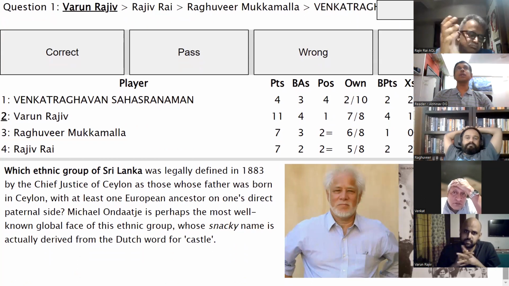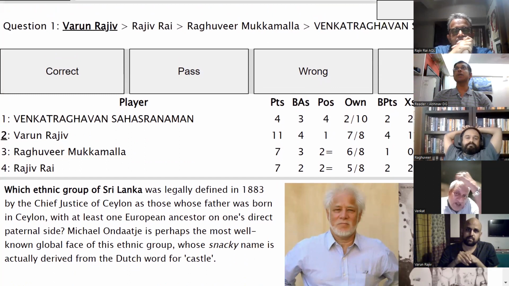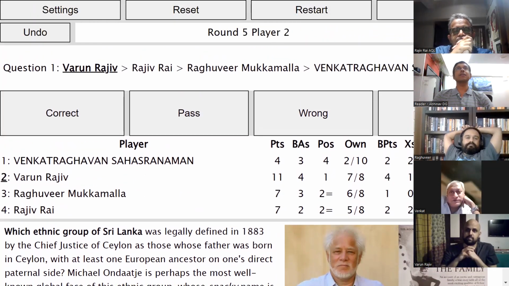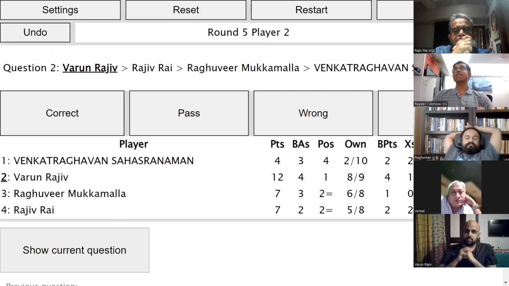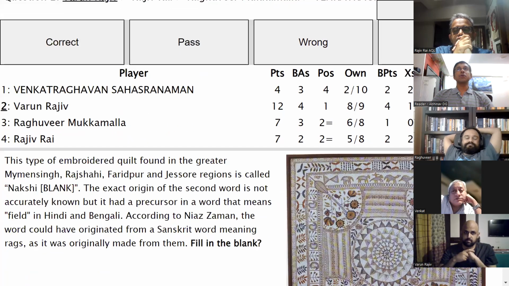Burgers. Burgers is absolutely right. He's a Dutch burger. There are Portuguese burgers like Venkataraghavan de Silva as well. This has nothing to do with the Booker quad, although Ondaatje did win in 92 for The English Patient. And Varun, your next question.